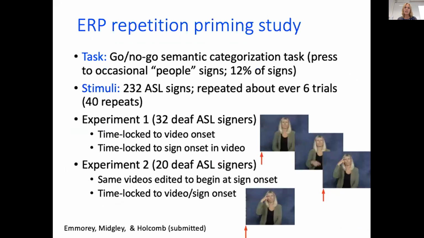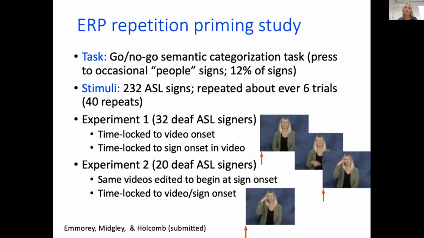And so we conducted 2 ERP studies looking at sign recognition. In this study and in other studies I'm going to present today, the task is a simple go, no-go semantic categorization task. So signers are seeing a whole long list of signs, and every once in a while, they press a button for a certain semantic category. In this experiment it's people signs. So if the sign refers to a person like boy or nurse, you press a button. We're not going to look at those signs. We're going to look at the signs where you aren't making a decision. You're just processing the semantics of the sign, but you don't have to make an overt button press.